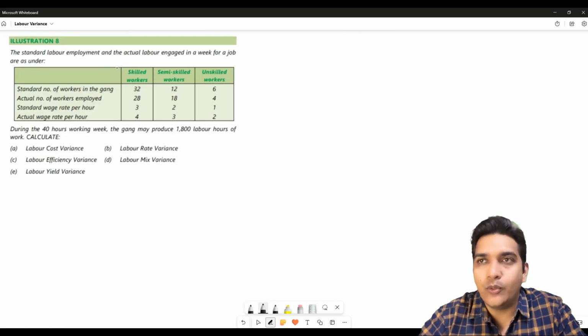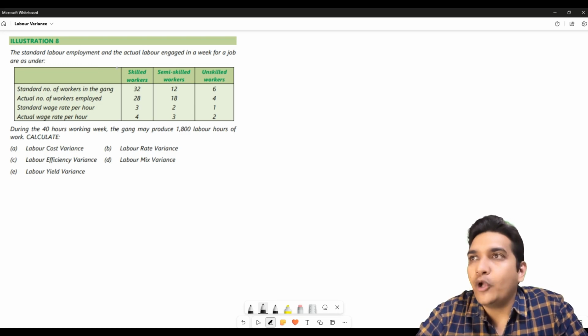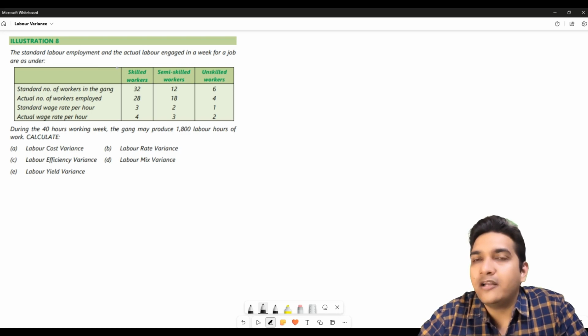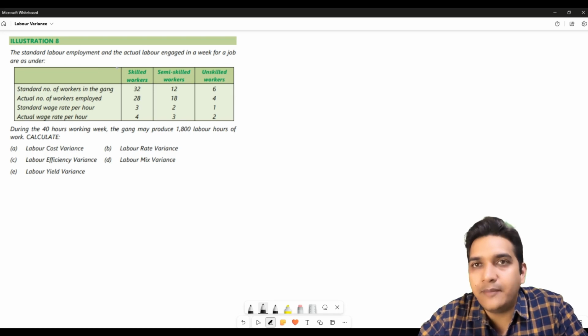First, let us read the question. The standard labor employment and the actual labor engaged in a week for a job are as under. Standard number of workers in a gang 32, 12 and 6. Actual number of workers employed 28, 18, 4. Standard wage rate per hour 3, 2, 1. Actual wage rate per hour 4, 3 and 2. During the 40-hour working week, the gang may produce 1800 labor hours of work. Calculate labor cost variance, labor rate variance, labor efficiency variance, labor mix variance, and labor yield variance.